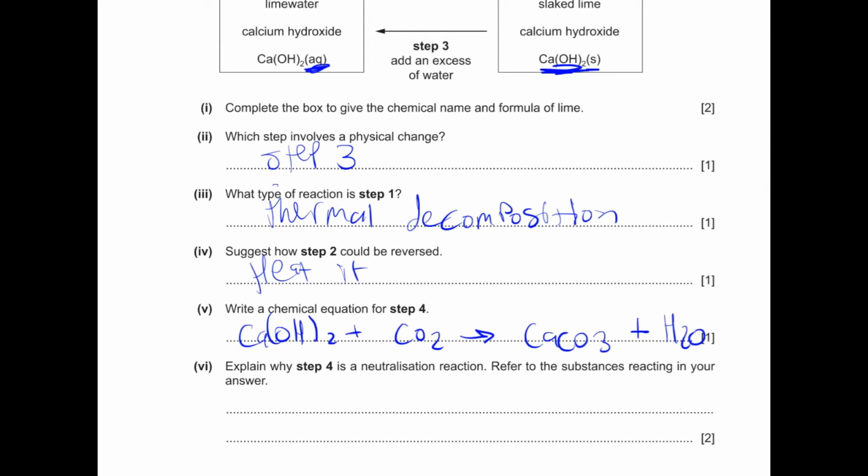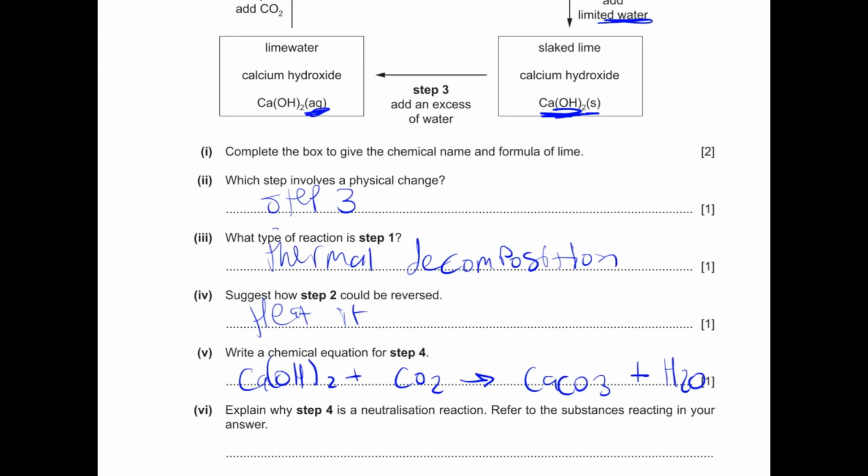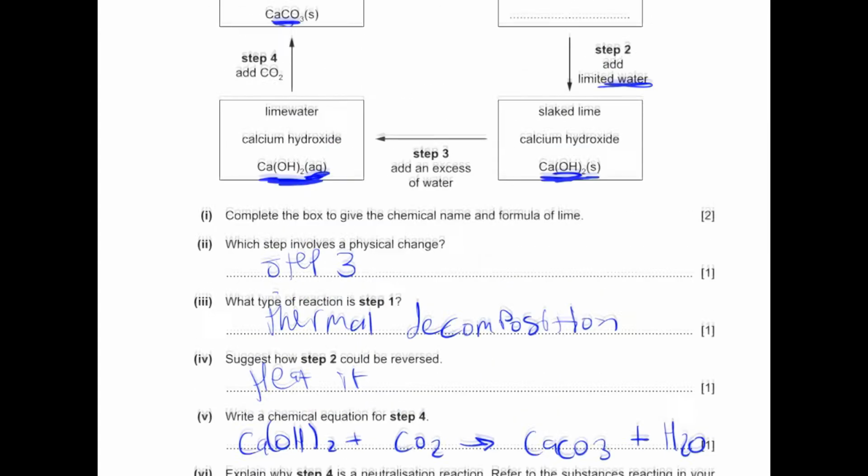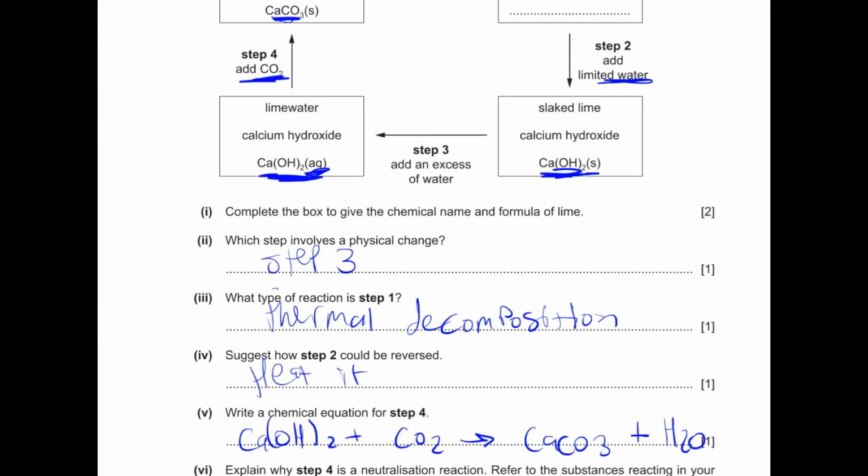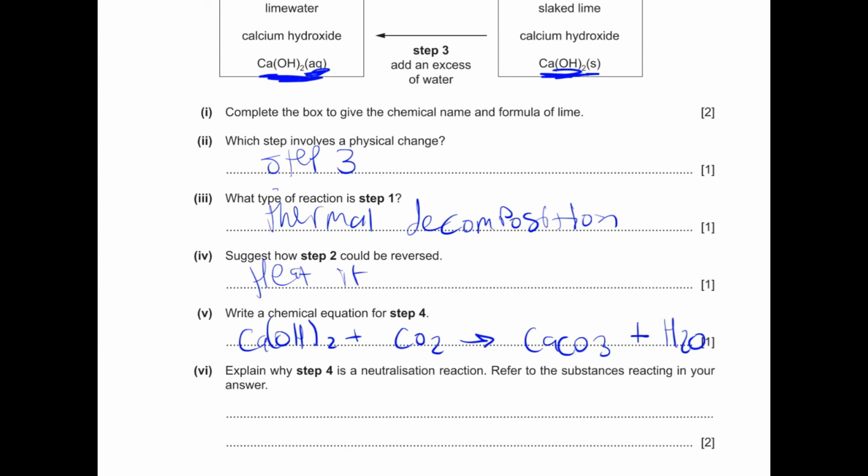Explain why step 4 is a neutralization reaction. Refer to the substances reacting in your answer. So we know that calcium hydroxide is basic and carbon dioxide is acidic. So when they react together, that makes a neutralization reaction. So we're gonna say that CO2 is acidic and calcium hydroxide is basic.